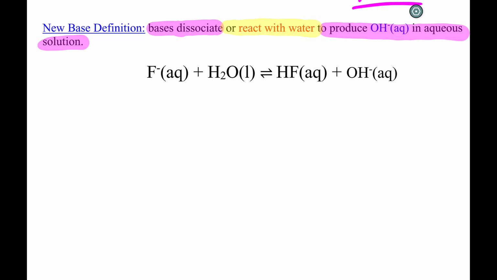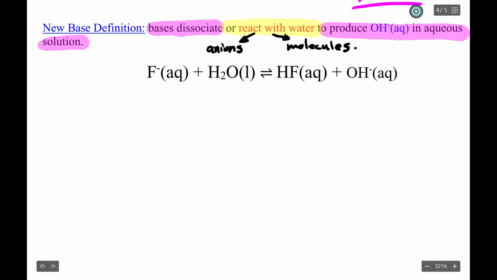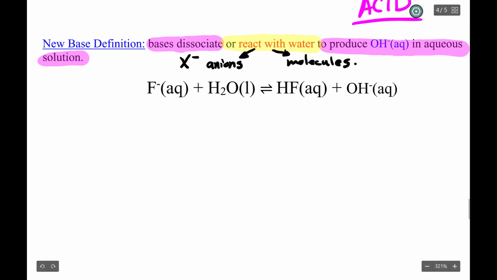So what are these things that react with water to produce hydroxide ions? In general, they fall under two major categories: anions or molecules. So the first one I'm going to look at is an anion. An anion is something which is negatively charged. Now, basically, all anions will do this to some degree, other than the 5 neutral anions.